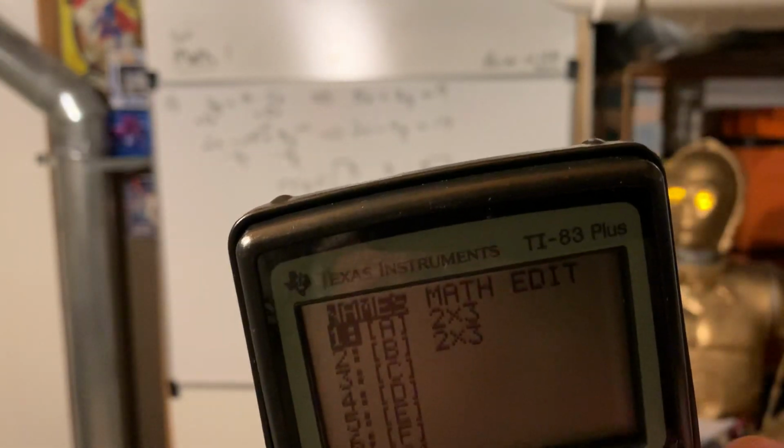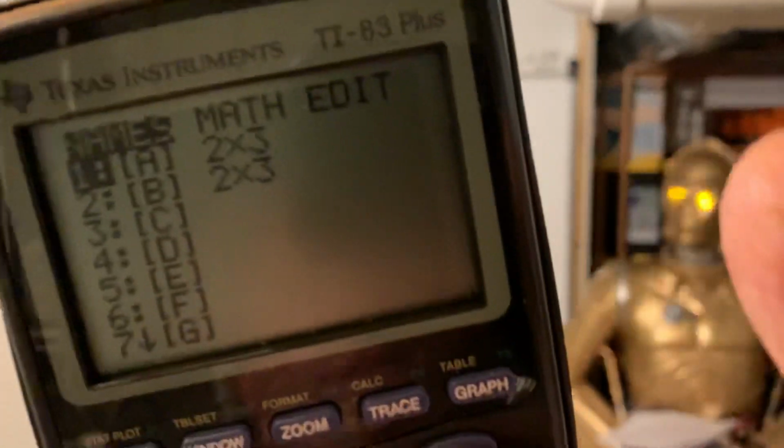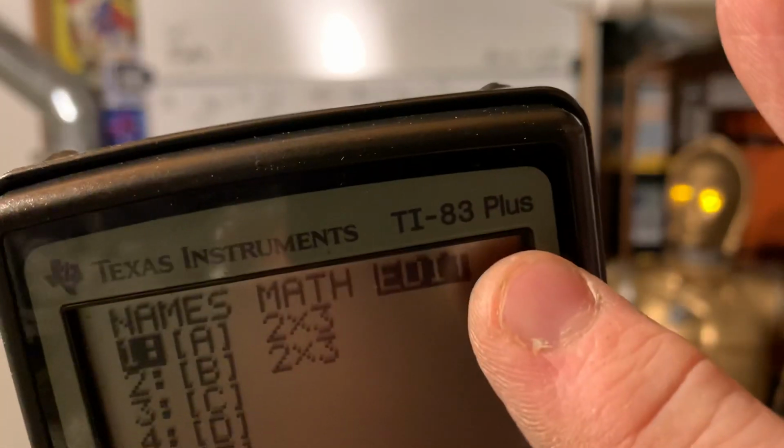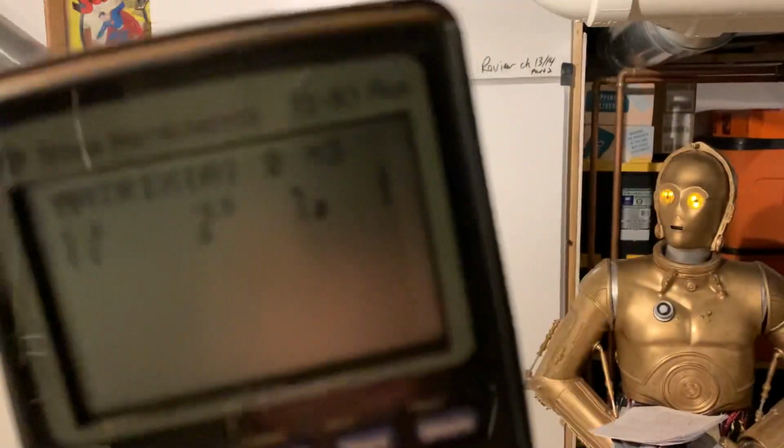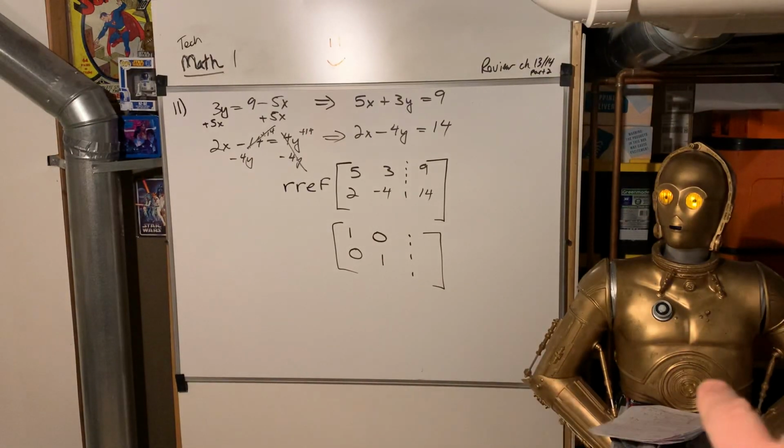Yeah, I'm not sure how to clear them. Okay, so anyway, second matrix, and now you right click until it says edit on the top. And then you hit enter. And now it's rows and columns.